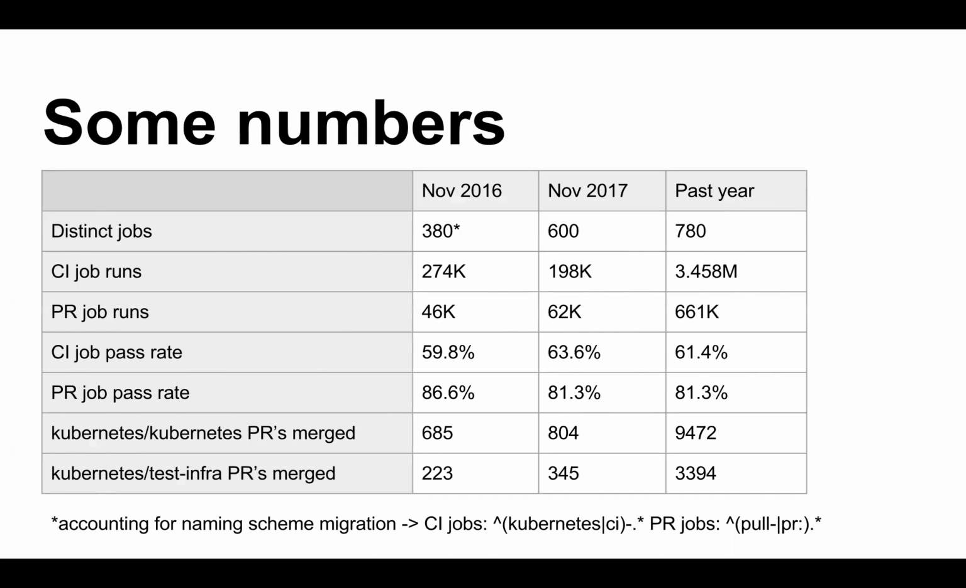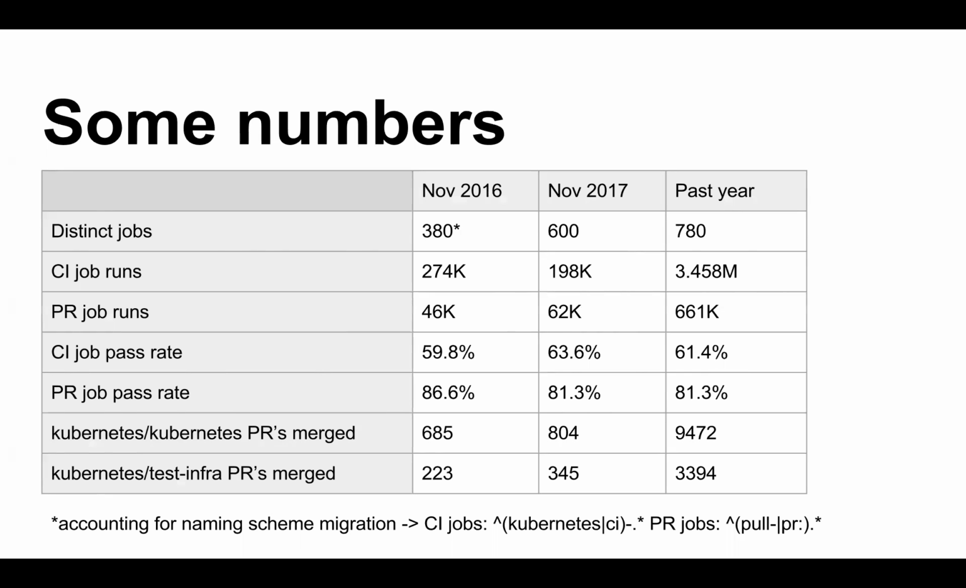And the other statistic I found really interesting was that over the year, Kubernetes merged about 9,500 PRs, and Test Infra merged about 3,300. So it's a significantly smaller repo, but it's significantly higher velocity, which I thought was kind of cool. Go team, yay us.